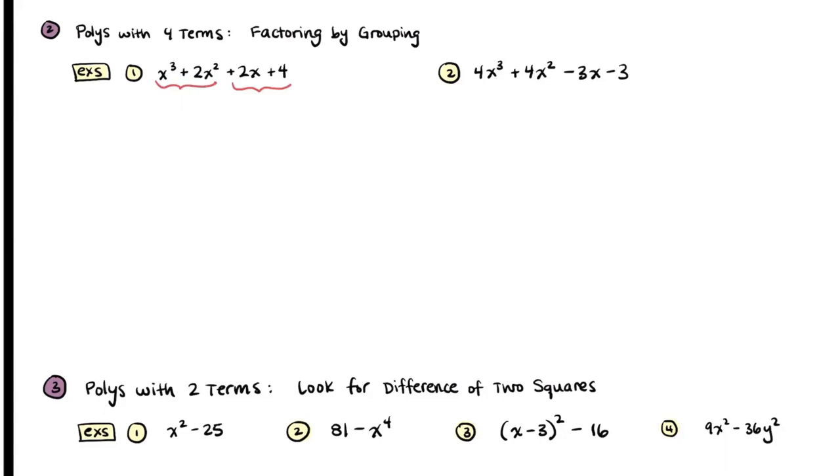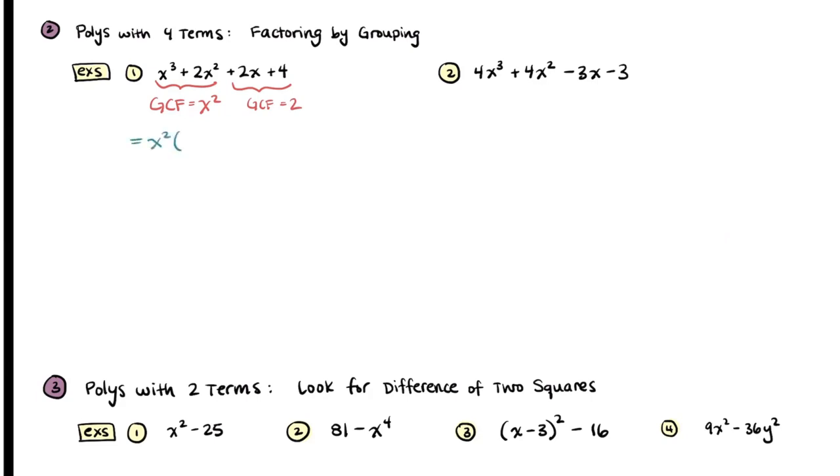If they're written in order of decreasing powers, then you group the first 2 together and the last 2 together. Then you look for a GCF of each of the groups of 2. So x cubed and 2x squared have the greatest common factor of x squared. Then 2x and 4 have a greatest common factor of 2.